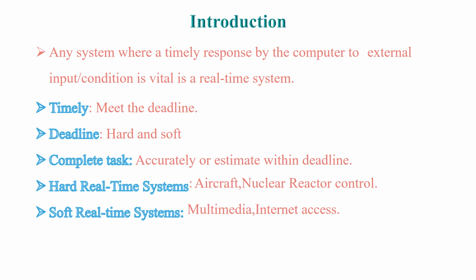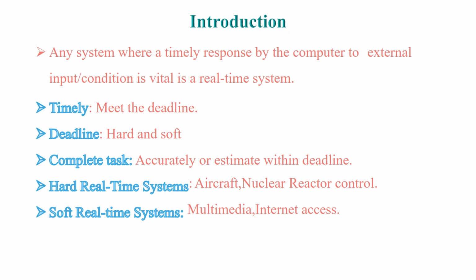Okay, so the other one is to complete the task. That is, you have to complete the task within the deadline, accurately and as estimated. So, hard real-time system: if the job must never miss its deadline, then the system is called a hard real-time system. It should never miss the deadlines. In hard real-time systems, every deadline must be hit. In a hard real-time system, if the system fails to hit the deadline even once, the system is said to have failed.